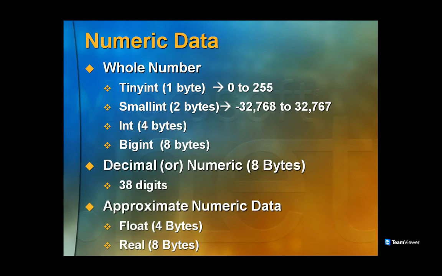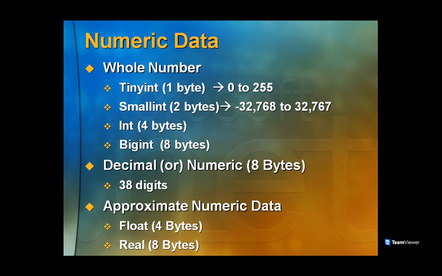Now, to store numeric data, we have tinyint, smallint, int, and bigint. What is tinyint? Tinyint takes only one byte. You can store positive numbers from 0 to 255. For example, if I would like to store employee age, employee age cannot be more than 255, right? So you can use that.